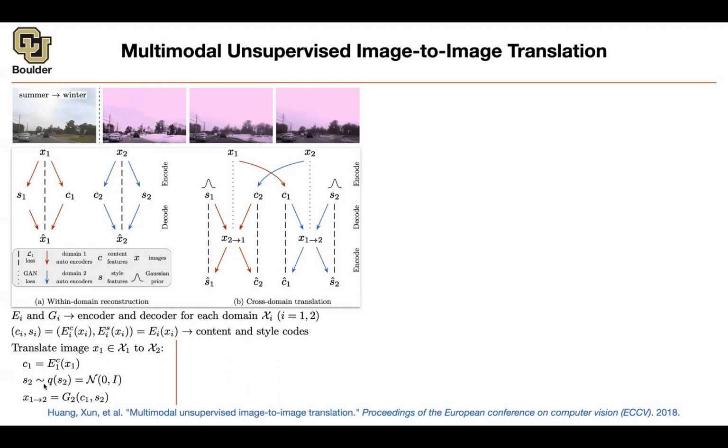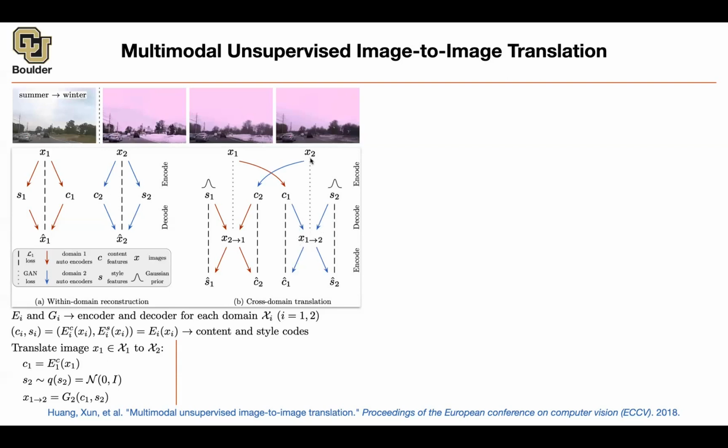And to change that, all you need to do is sample your style from a normal distribution. Just sample it randomly. Your generator is going to take the content of your image that was taken in summer and change the style. That's going to give you the translation from one domain to the other domain. So assuming that our neural networks are trained, we know how to use them. This is how we are going to use it. We're going to take X1, which is going to give us S1 and C1. We keep C1. We sample S2 from a normal distribution, and then that's going to give you a translated image, X12.